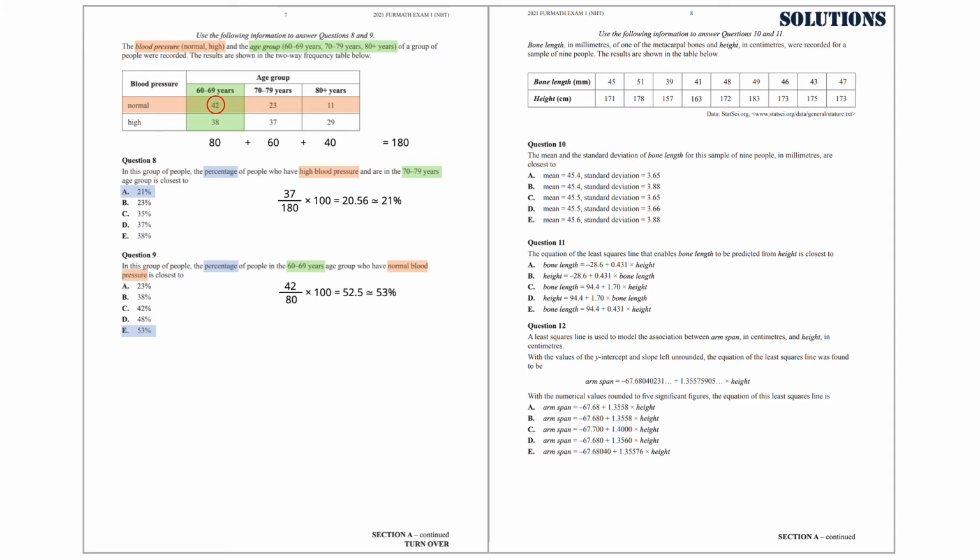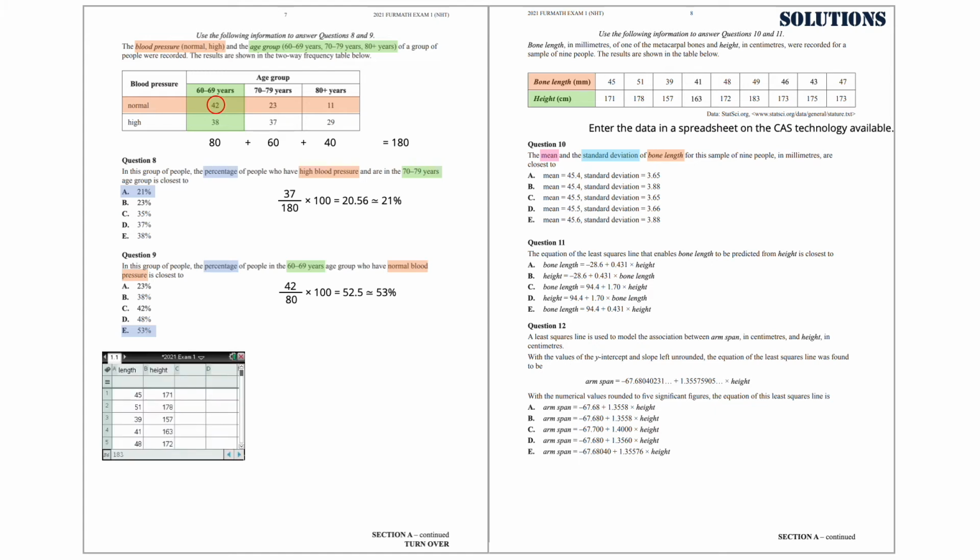Use the following information to answer questions 10 and 11. Bone length in millimeters of one of the metacarpal bones and height in centimeters were recorded for a sample of 9 people. The results are shown in the table below. Question 10 is asking for the mean and standard deviation of bone length for this sample of 9 people in millimeters. For this, we are going to enter the data in a spreadsheet on the CAS technology available.